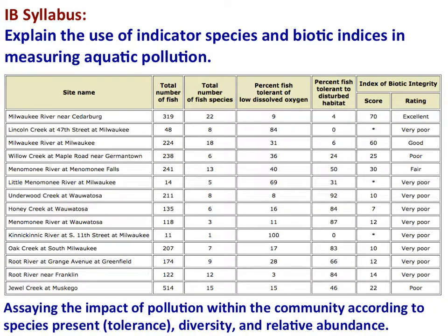This table displays data from various locations. The data includes the number of fish caught, the number of different species richness, the percent of fish tolerant of low oxygen conditions, low oxygen is typical of polluted conditions, and the percent of fish tolerant of disturbed conditions. A biotic index score is mathematically calculated, and according to the biotic index, the water is given a rating.